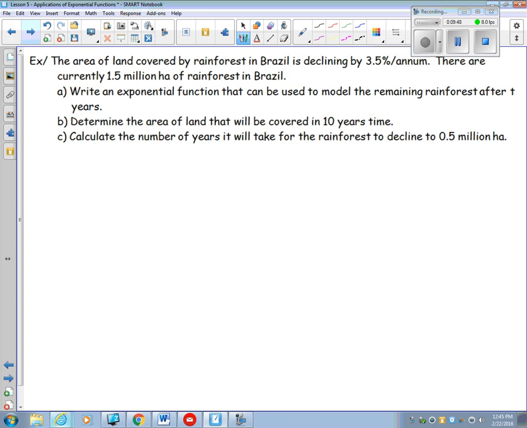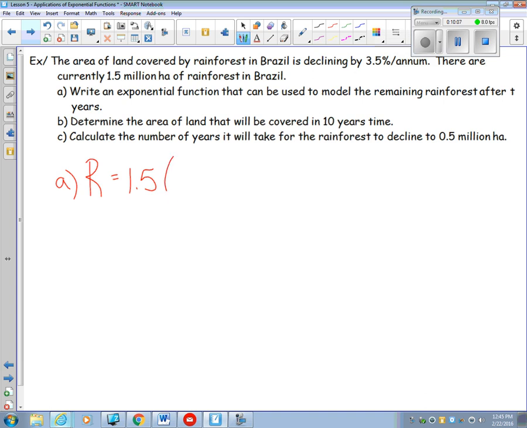And the area of land covered by rainforest is declining. There are currently 1.5 million hectares of rainforest. That's right, an exponential function can model this. So I'm going to use R for rainforest. What am I starting at? 1.5 million. Now I could write in all the zeros. I'm just going to use the word million in here because it makes my life easier.